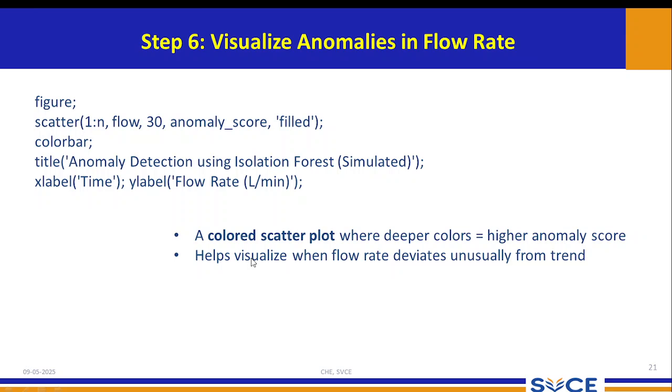Coming to point number 6, again the figure: scatter of values 1 to 30 flow with anomaly score, and a color bar. Title is anomaly detection using isolation forest simulated. X label is time, y label is flow rate. Or else you can also give pressure. It is a color scatter plot where deeper color is equal to higher anomaly score. It helps visualize when flow rate deviates unusually from the trend.